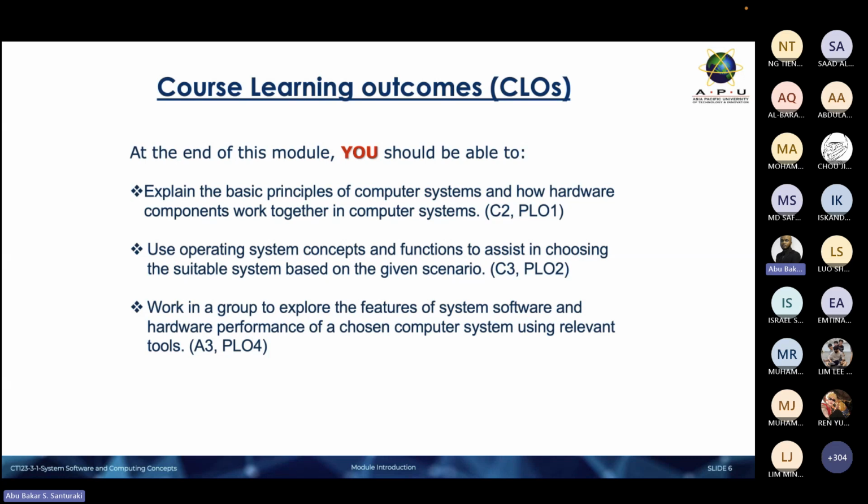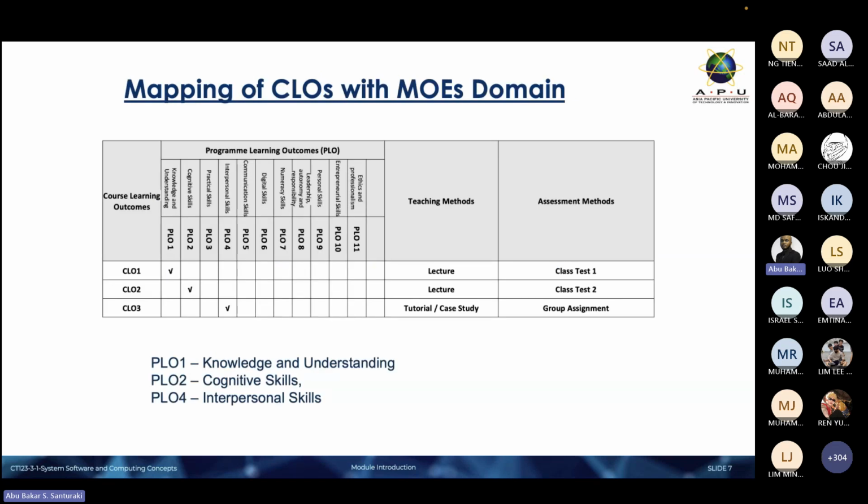You are also required to be able to use operating system concepts and functionalities to assist you in choosing a suitable system based on a given scenario. That means if I wanted you to build me a certain type of application, you need to give me all the specifications as it relates to software. Then thirdly, to work in a group to explore the features of system software and hardware performance of a chosen computer system. In other words, working well with other people. It's a very important skill that you have to understand and learn how to.